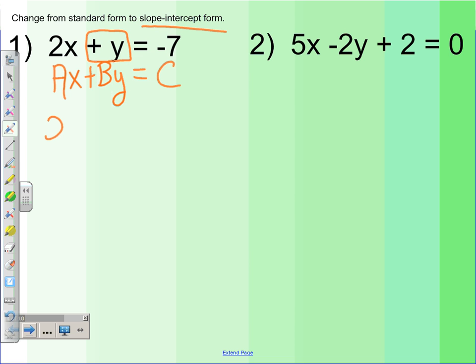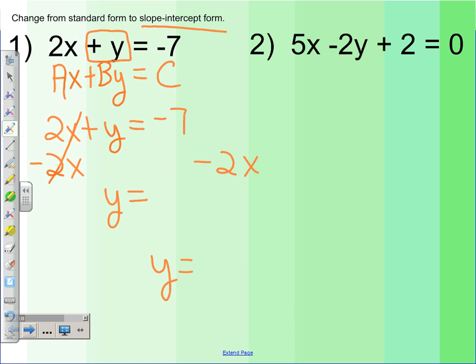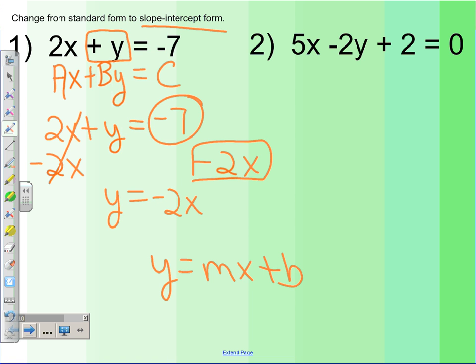In order to do that, I'm going to subtract 2x on both sides of the equation. So all that's left on the left is y. And I know when it's in the format y is equal to mx plus b, then my x term is up front. So I'm just going to go ahead and write negative 2x, and then remember that this is a -7, which would be my y-intercept.